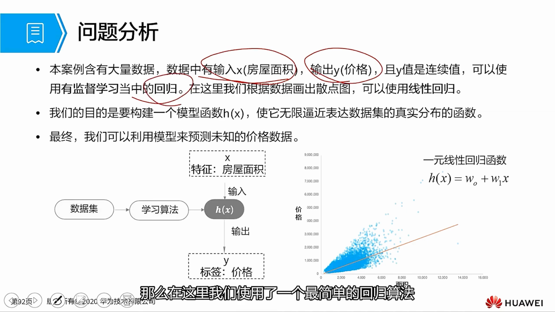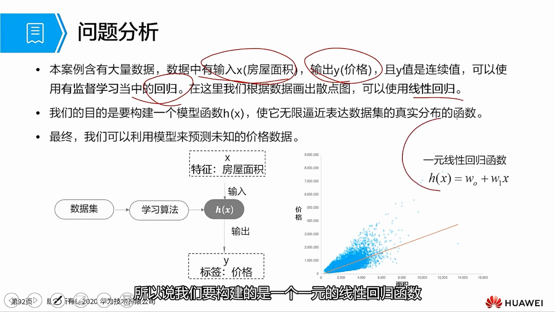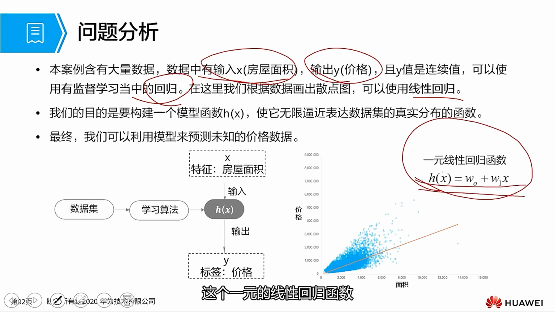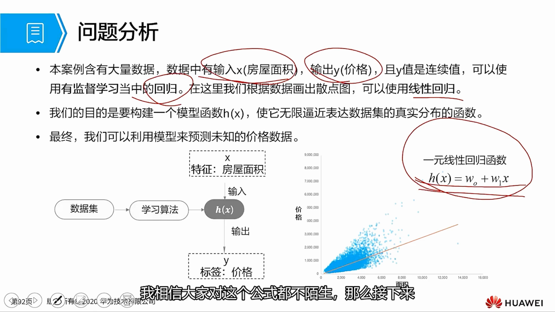So our goal is to construct a linear regression function, and because it has only one-dimensional feature input, what we need to build is a univariate linear regression function. That is the formula listed on the right side of the slide. Linear regression function. I believe everyone is familiar with this formula. Next, we are going to use our data to fit the final function we want to obtain.